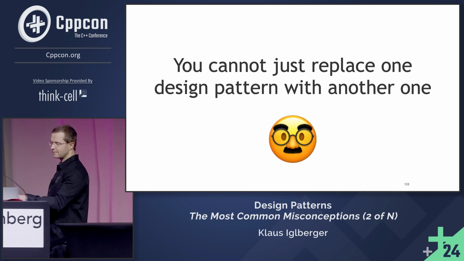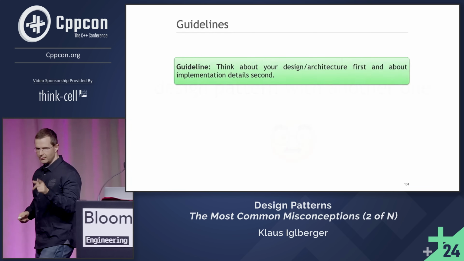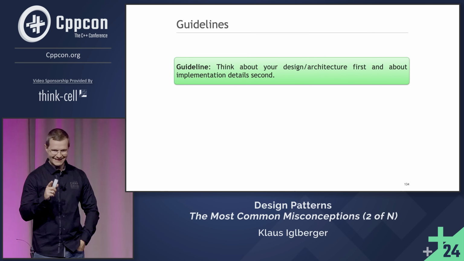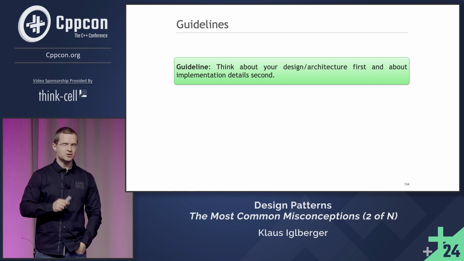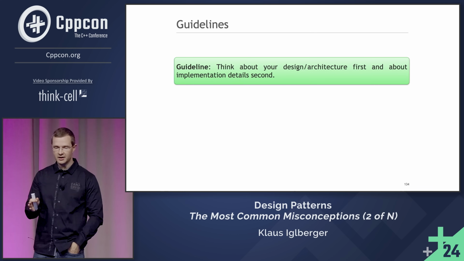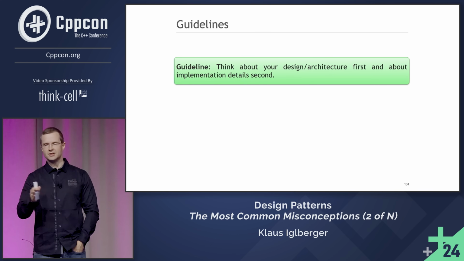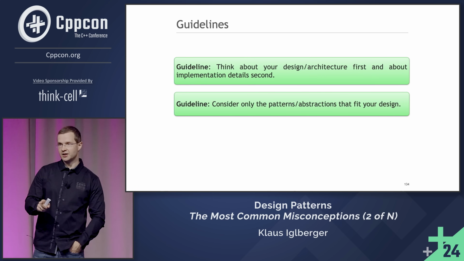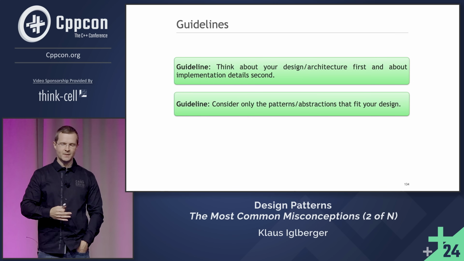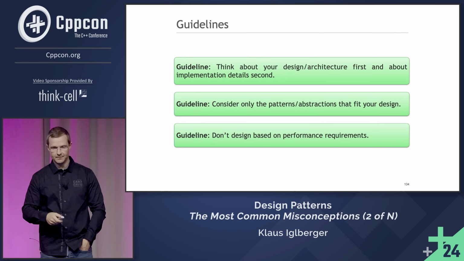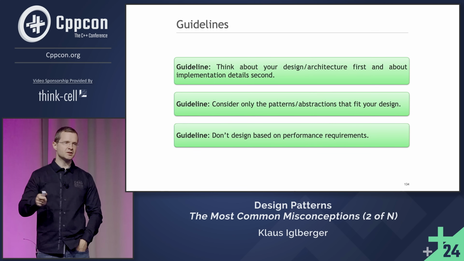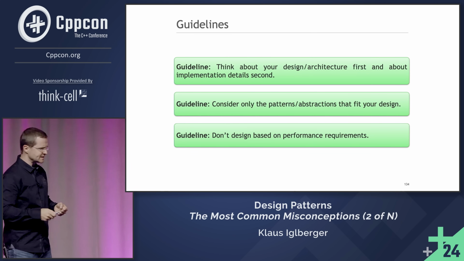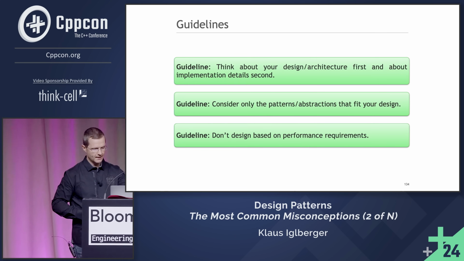So, think about your design architecture first, and then about the implementation details. So what kind of design, what kind of architecture do you want? What do you want to extend or not? And then, after you've chosen an architecture, a design, then think about which pattern, which kind of abstraction fits your design. And please don't design based on performance requirements. I mean, of course, sometimes perhaps it's necessary, but it shouldn't be.